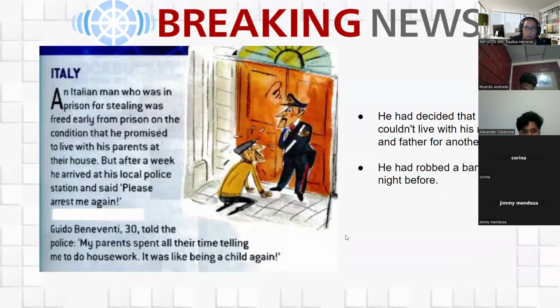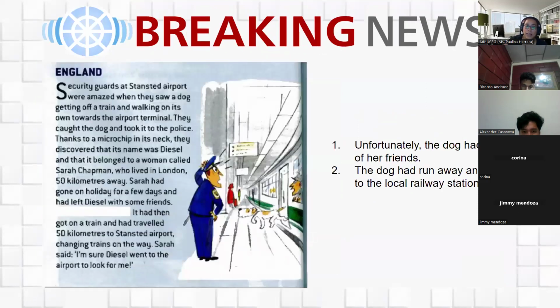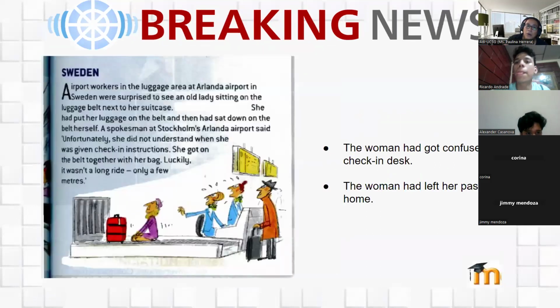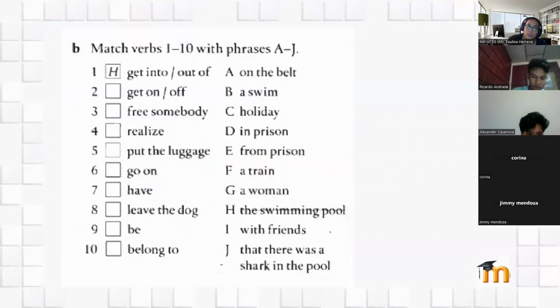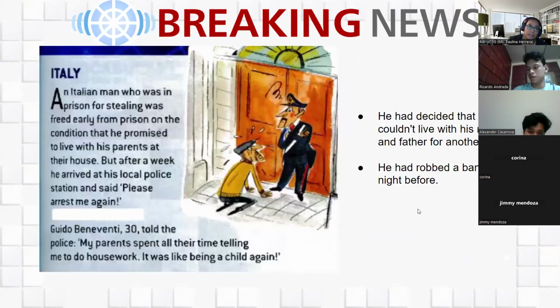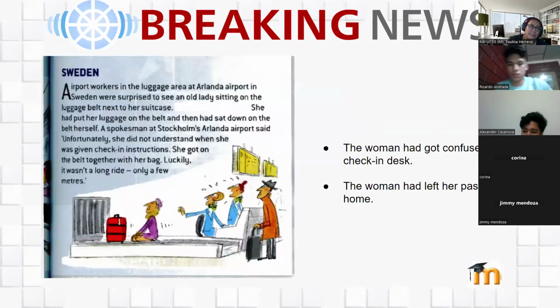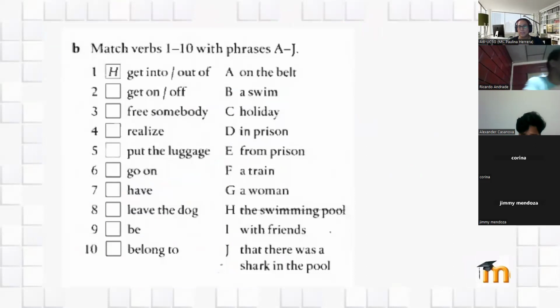A lady that went to the bank, a thief that wants to return to prison. We had a dog that traveled by train to get to the airport, and we have a shark in the pool. Okay, so all these are very strange stories. Now, there are some words that appear here in these stories. So if you need to look at them, it will be good, but I don't think it will be necessary.